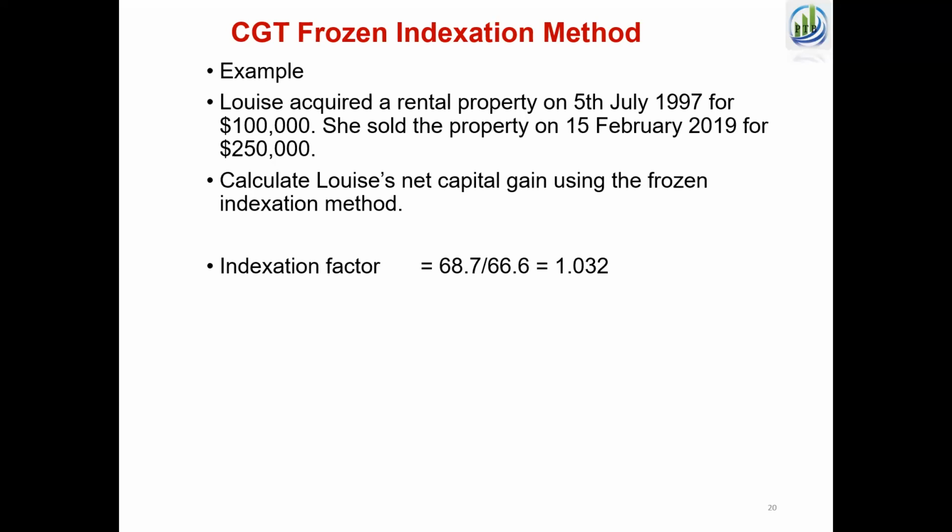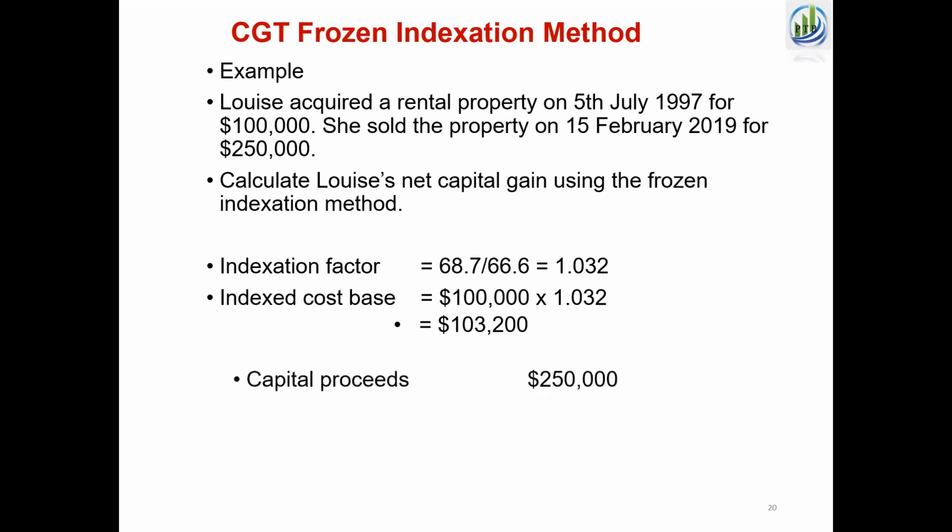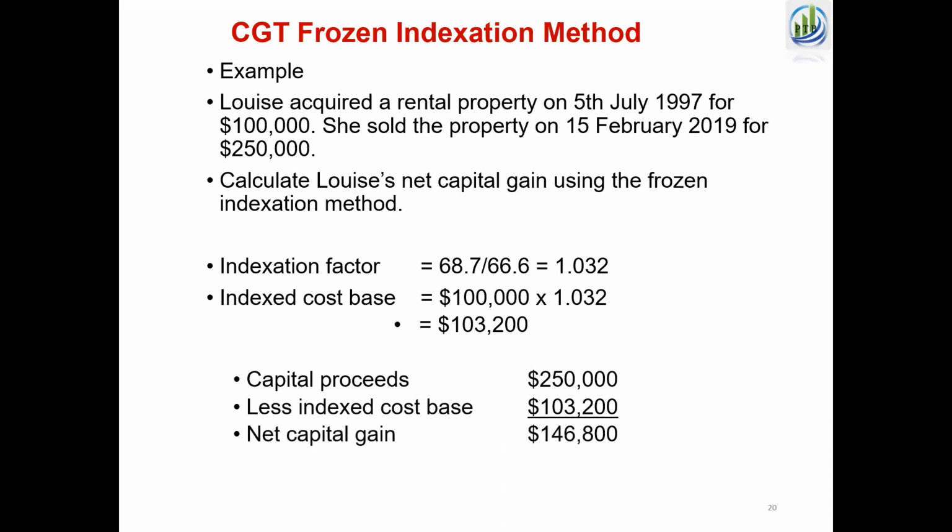Your cost base will be increased. Your cost base is 100,000, that's your purchase price, times your indexation factor of 1.032, which is 103,200 now. No more 100,000. If you're using the indexation method, your cost base goes up. Now we will see how much your capital gain is. Capital proceeds are $250,000, the indexed cost base is 103,200, and the difference between the two is 146,800.